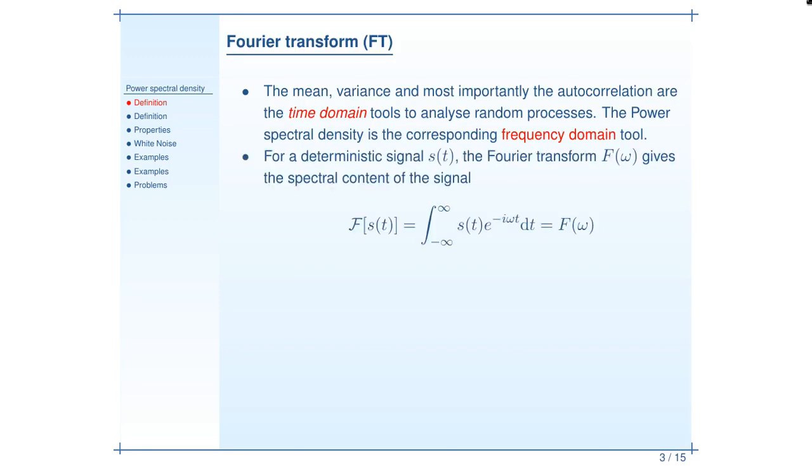Let us consider a deterministic signal. There is nothing random, a single signal which is deterministic. Then the Fourier transform of that signal s(t) is defined this way. We multiply the signal by e raised to minus i omega t and then integrate from minus infinity to infinity.